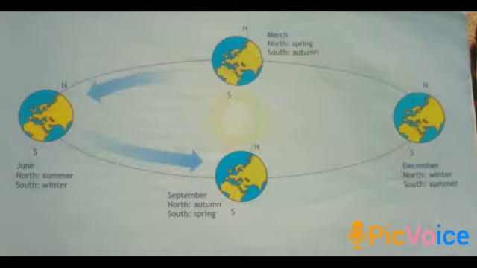Children, we know the earth is revolving around the sun, and in December the northern hemisphere is tilted away from the sun and will get less heat. Hence they have the winter season. And the southern hemisphere is tilted towards the sun, hence they have the summer season. And in March and September no part of the earth tilts more towards the sun, so they get an equal amount of sunshine. In March, the northern hemisphere has spring and the southern hemisphere has autumn, and in September the north has autumn and the south has spring.